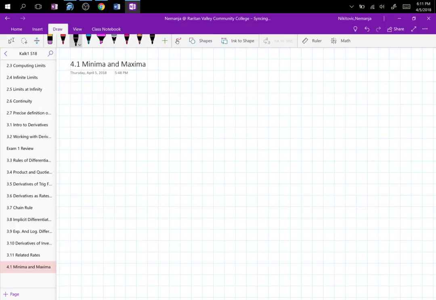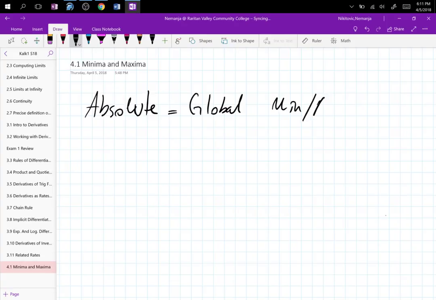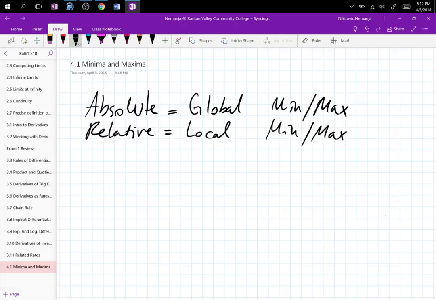So we have absolute, also known as global, min or max, or you have relative, also known as local, min or max. So these are the words, and now we need to understand what these words mean.